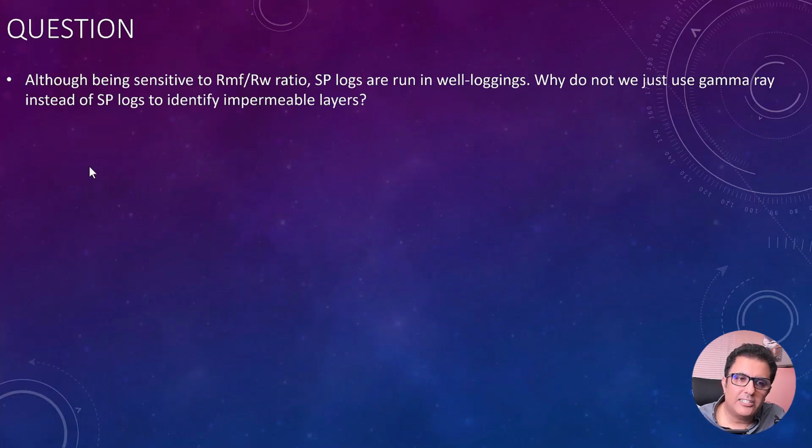So now let me ask you another question. Although being sensitive to the RMF to RW ratio, SP logs are still used in well logging. We know that SP logs are not versatile. Sometimes they don't work, when the resistivity of the mud filtrate is close to the resistivity of formation water. But why are companies still interested in using SP logs?